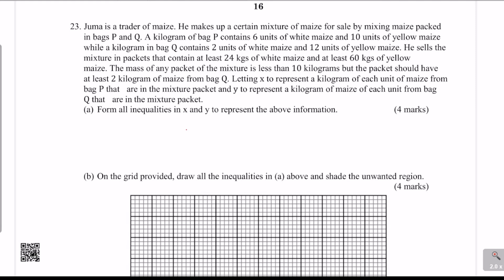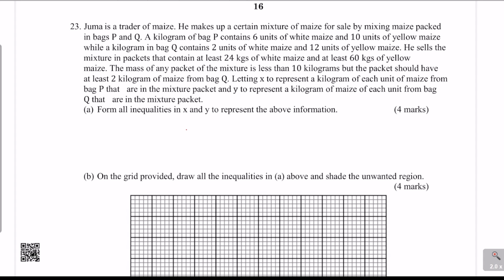Juma is a trader of maize. He makes up a certain mixture of maize for sale by mixing maize packed in bags P and Q. A kilogram of bag P contains 6 units of white maize and 10 units of yellow maize, while a kilogram in bag Q contains 2 units of white maize and 12 units of yellow maize.